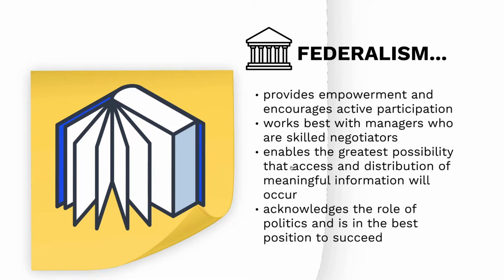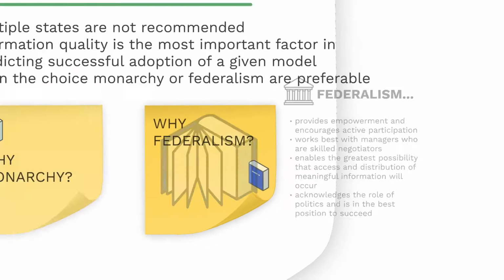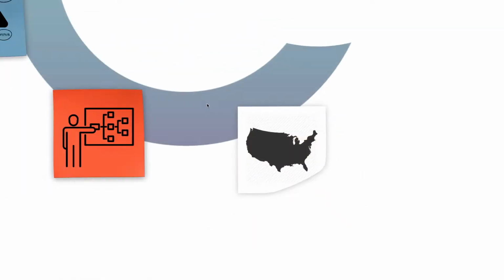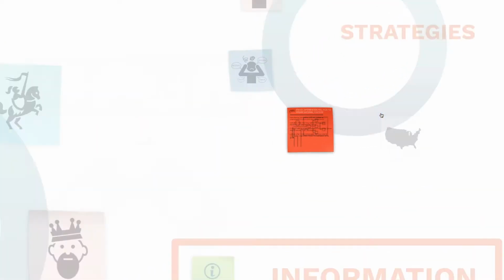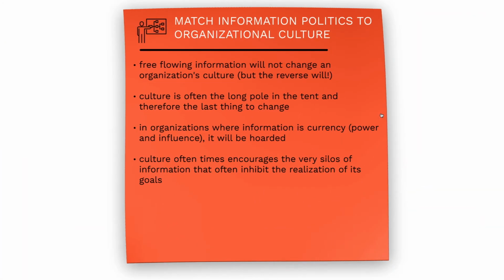Federalism provides that sense of empowerment and encourages active participation by all, generally works best with managers, as we talked about, who are skilled negotiators, and enables the greatest possibility that access and distribution of information will occur. Federalism acknowledges the role of politics and therefore is best positioned to succeed. Matching the information politics to a general organizational culture is important.